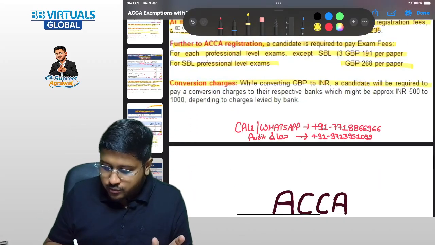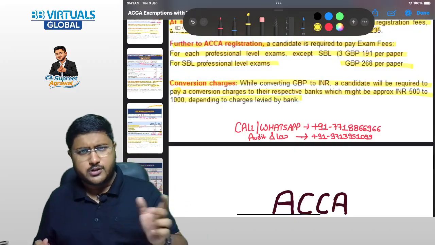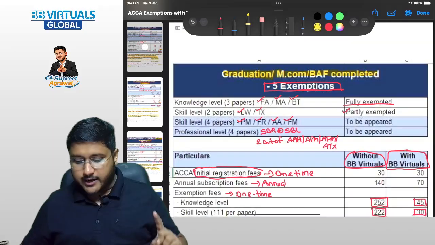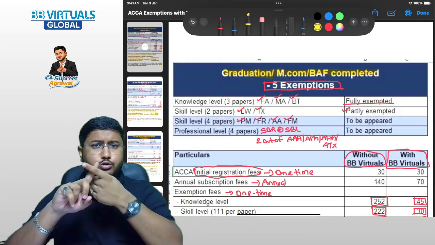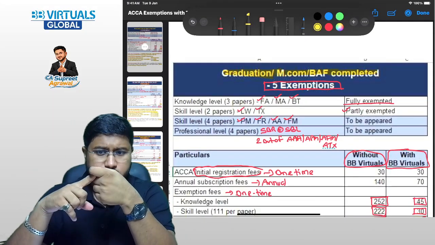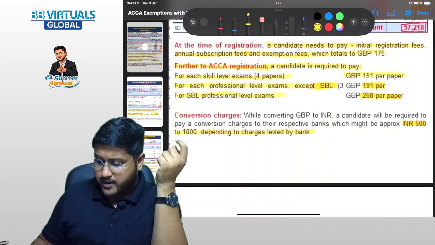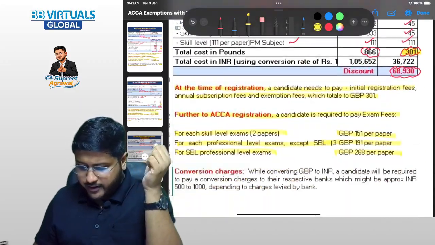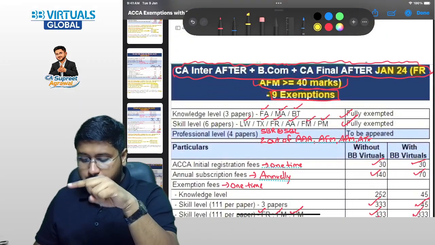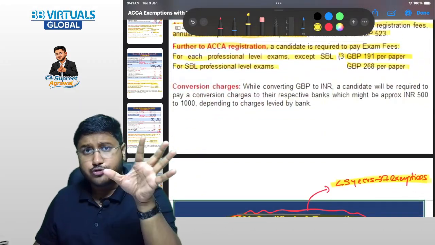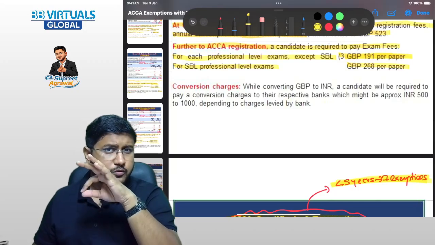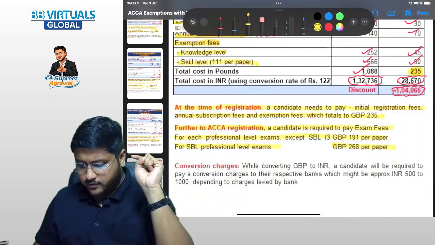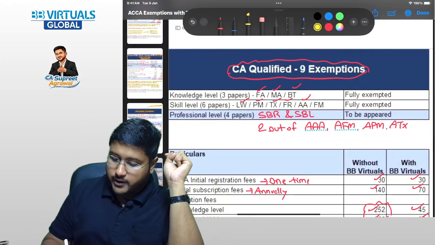Conversion charges of 500 to 1,000 rupees will also apply based on your banking charges, right? So with this, we have completed the detailed understanding about the exemptions, the total papers in ACCA, the exemptions for graduation, MCom and BF completed, CA Inter with graduation before Jan 24, CA Inter with graduation after Jan 24, then CA Inter plus BCom plus CA final after Jan 2024, assuming they have scored more than or equal to 40 marks in FR and AFM in CA final, then CMA qualified, then CA qualified. This is something that we have already covered in detail.